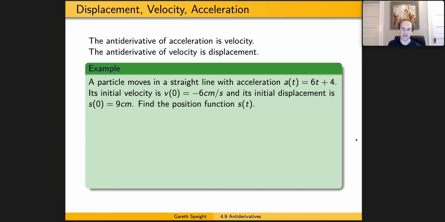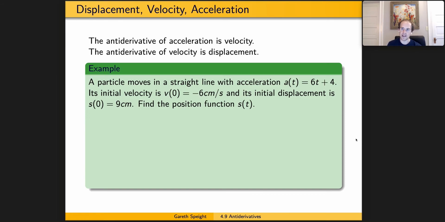So for instance, here is an example where we use that. Let's say a particle moves in a straight line with acceleration a of t equals 6t plus 4. And we're told the initial velocity is minus 6 centimeters per second. The initial displacement is 9 centimeters. We want to find the position function s of t. So this is a question really about antiderivatives.